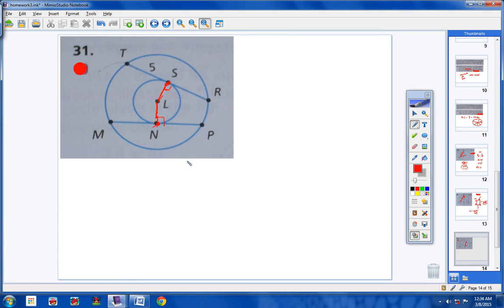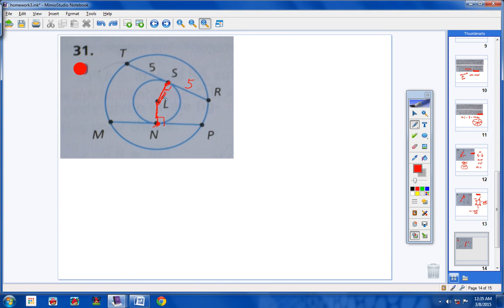Now, please listen carefully, students. Anytime that you have a diameter, which this is basically a diameter if I would draw the whole line out, okay? Anytime a diameter is perpendicular to a chord, it bisects the chord, okay? So, if this length right here is 5, TS, then SR is also 5, okay? Now, also we've learned that if two chords are equidistant from the center of the circle, then we know the two chords are congruent.